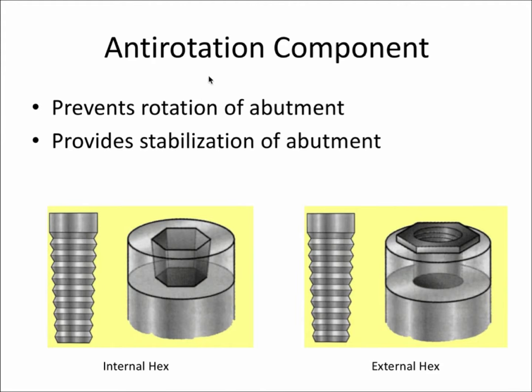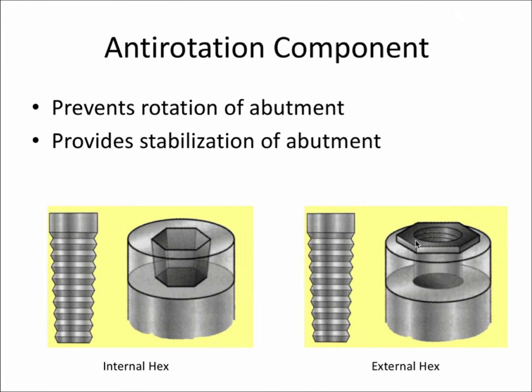All right, let's talk about that anti-rotation component that I mentioned before. The anti-rotation component can take several different forms. Here we see an internal hex, at the top of the implant body, and it has this index built into the inside of the implant so that when you place an abutment, it can only go in a certain number of ways. It locks in like a lock and key so that once the abutment is fully seated, it can't spin around and rotate and rock back and forth.